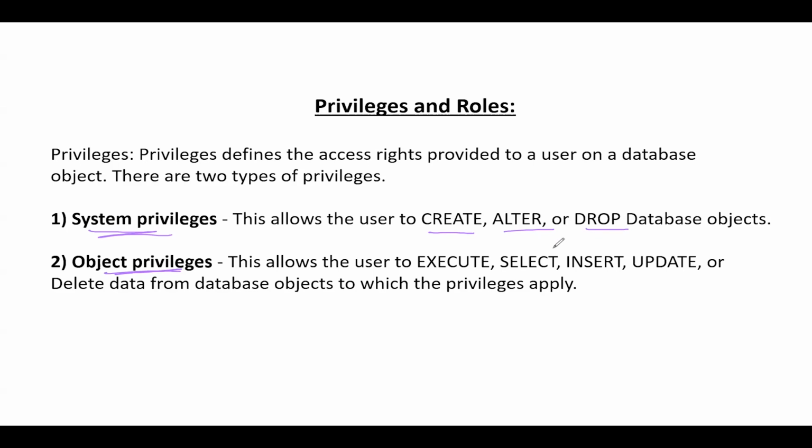Such privileges are called system privileges, or else we can also give object privileges. What are object privileges? This allows a user to execute, select, insert, update, and delete the data from the database object to which a privilege is applied. This is not going to change the structure of the table or database, but only updates the data. So these are basic-level privileges where you are not going to alter the database, only the content of the database, whereas with a system privilege, you are going to alter the database itself. So these are the two kinds of privileges.